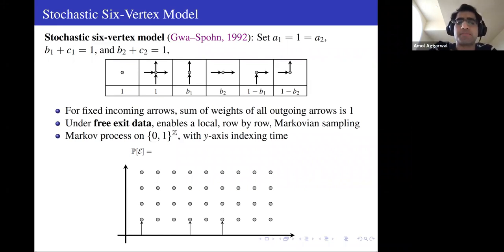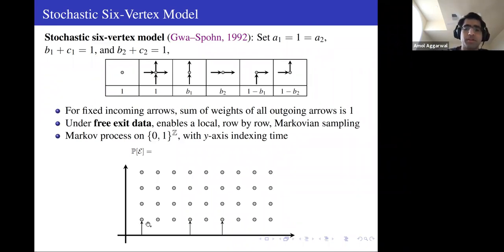Okay, so this is the notion of the stochastic 6 vertex model, and the reason this case was introduced is that if I fix the places where arrows enter the model, but let them exit wherever they want, I call this free exit data. They're free to exit wherever they like. You can sample this model by a row by row Markovian sampling procedure.